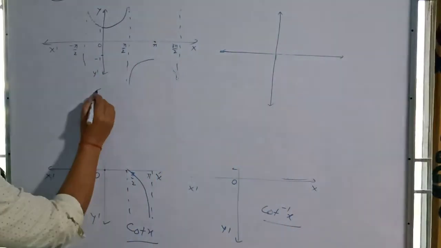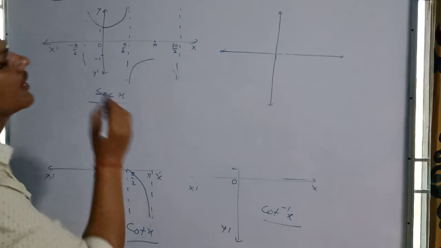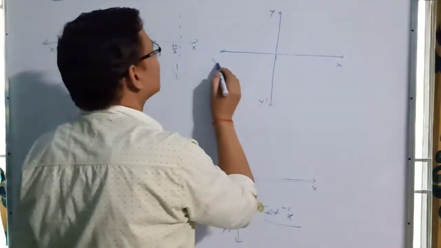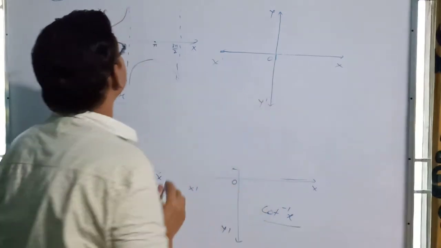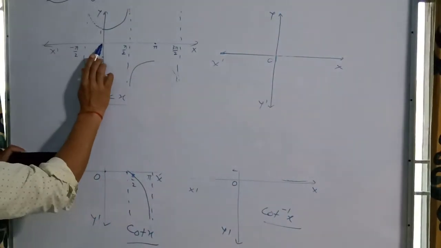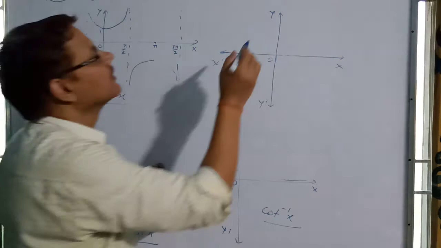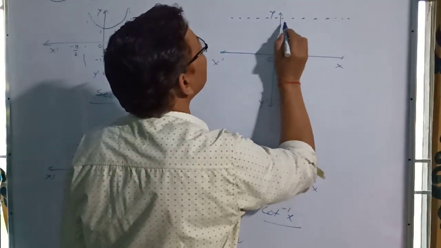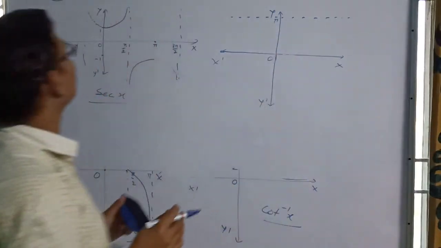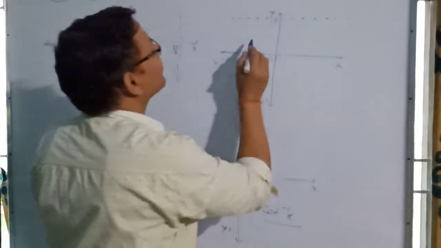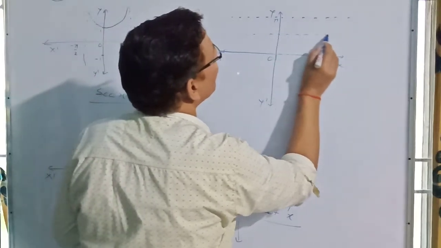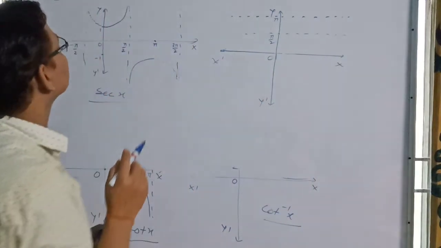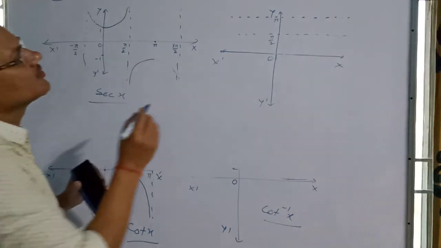This is the graph of sec x. Now this is y, this is x. There is 0 and pi, a line at pi, and in between a line at pi by 2. This is pi by 2. So this is 0, pi, and pi by 2.